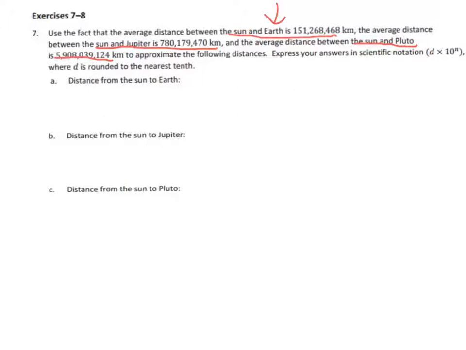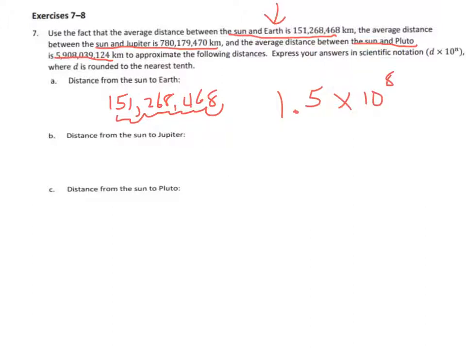So 151,000, they want to go nearest tenth, so I'm going to move that decimal all the way back. If I take that 151,268,468, I'm going to move the decimal 1, 2, 3, 4, 5, 6, 7, 8 spots, making it smaller. Round it off, 1.5, the 1 is not going to round it up, times 10 to the 8th. That's all you're doing. So then the one with the Sun and Jupiter is this one right here. So that's going to be 7.8 times 10 to the what? Once again, chunks of 3, 6, 7, 8.